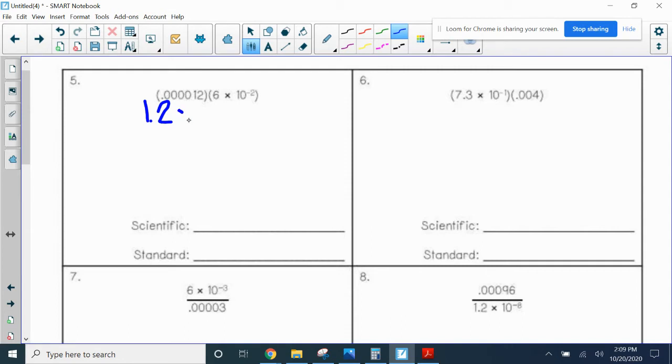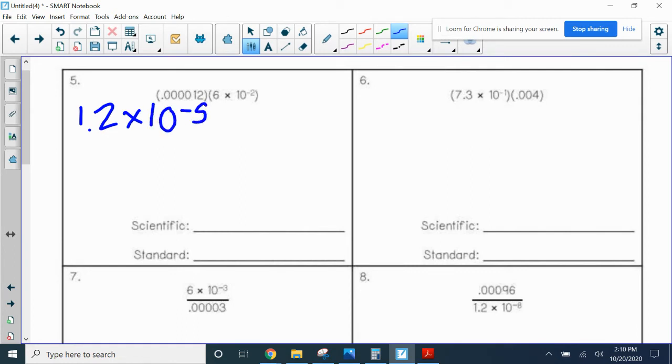So 1.2 times 10 to the, how many positions did I move the decimal? 1, 2, 3, 4 zeros and a 1. So times 10 to the 5. Is that number in standard form greater than 1? Nope, it's much, much smaller. So it's going to be a negative 5. All right, so 1.2 times 10 to the negative 5. And I'm going to move that 1.2 times 10 to the negative 5.